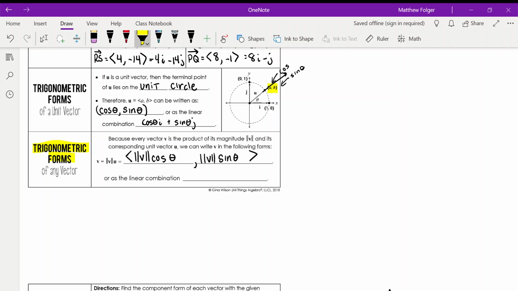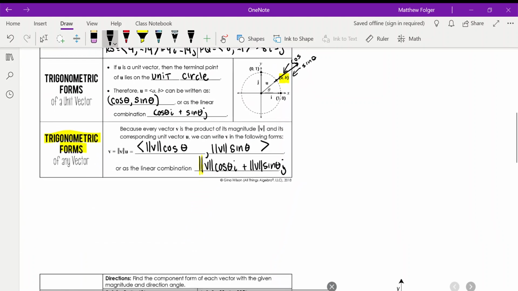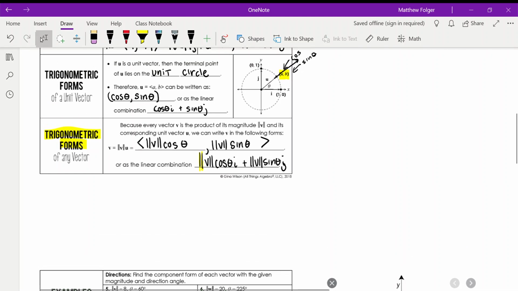So we can always do this, and again, you can write this using i and j. Those are the same exact thing, it's just written in a slightly more complicated way, only because we have i and j instead of the component form. This is what we talked about yesterday with that i and j. All right, so the easiest way to describe this is just to do a couple examples.